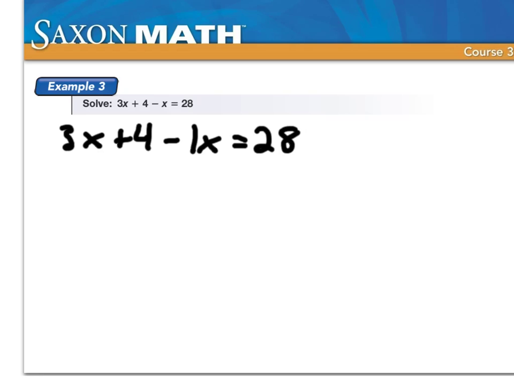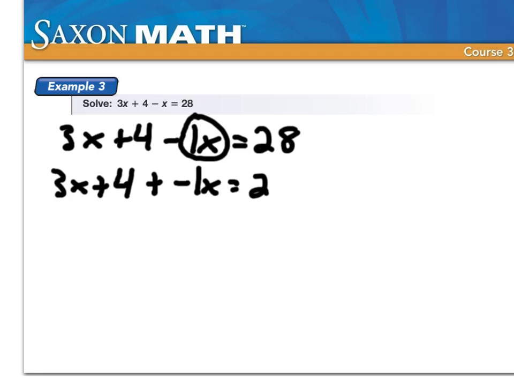So step 1 is change subtraction to addition. Well, my subtraction is right here. I'm taking away 1x. So I'm going to change this to 3x. The addition stays. I'm adding 4. But then I'm subtracting, so I'm going to change my subtraction to addition and change my circled part 1x to the opposite, which is negative 1x equals 28. Next thing I need to look for is distributing, and I don't need to distribute because there's no parentheses.